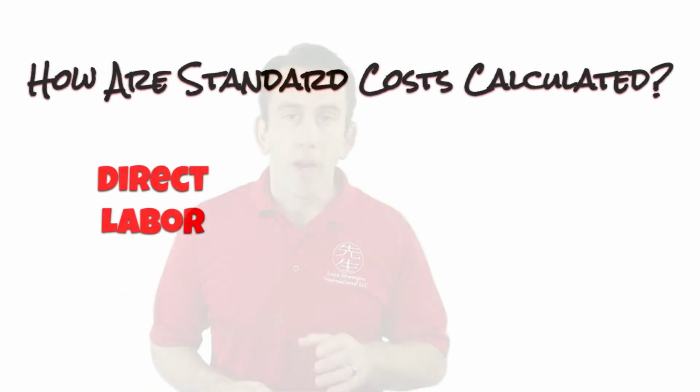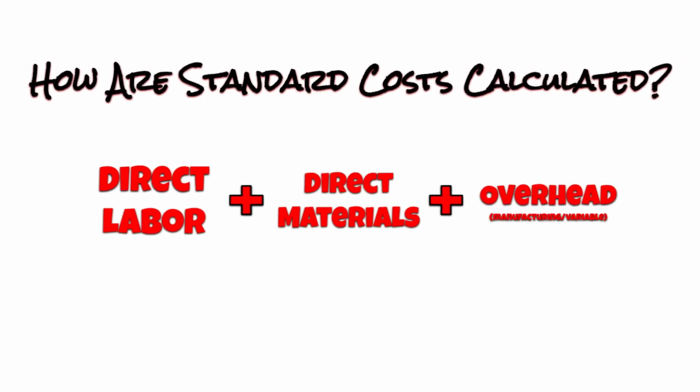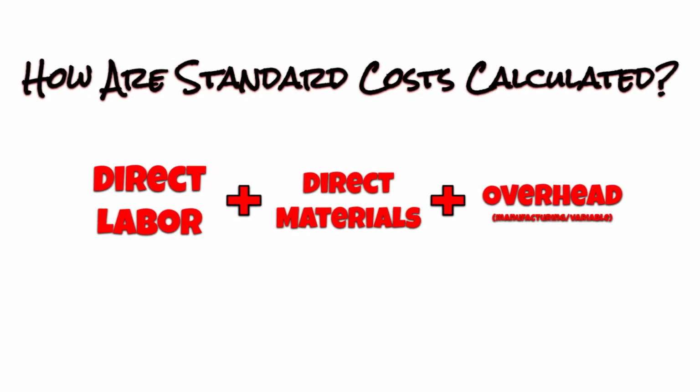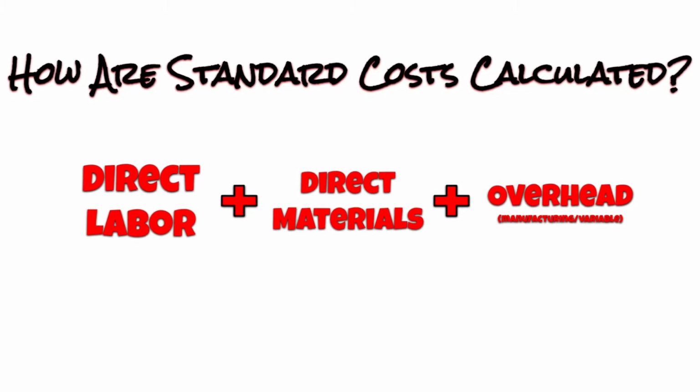By now you may be wondering, how are standard costs calculated? Standard costs are calculated with three different pieces of data: direct labor, direct materials, and manufacturing or variable overhead. When these three elements are added together, you get a standard cost. One thing to note is that many people refer to manufacturing overhead or variable overhead as simply overhead. And that's it, standard costing.